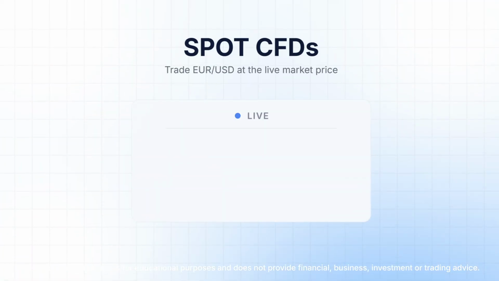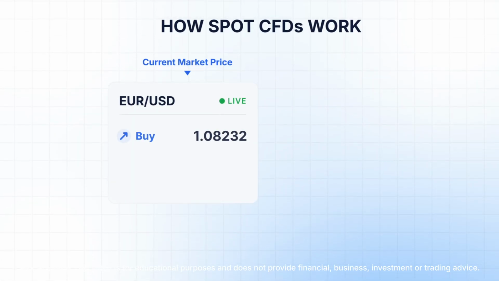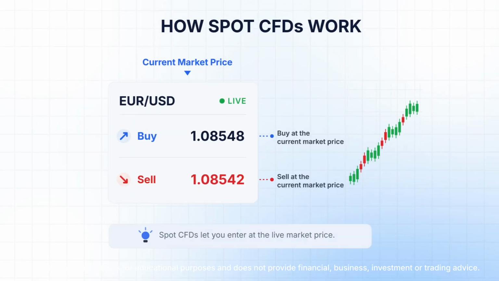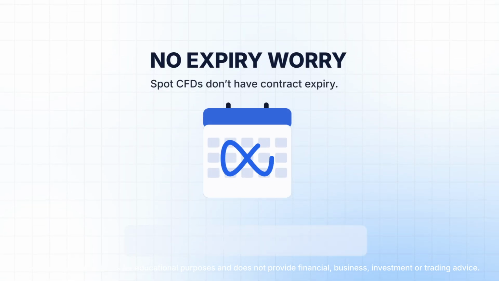For example, suppose you're engaged in trading the Euro-USD currency pair. With spot CFDs, you can buy or sell based on the prevalent market price at that very moment. You can rest assured that there are no concerns regarding expiry dates.